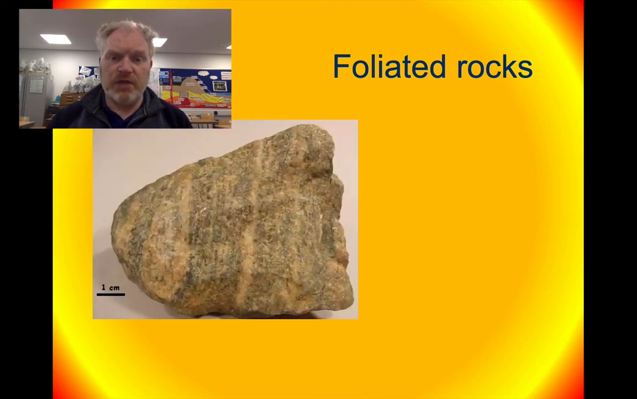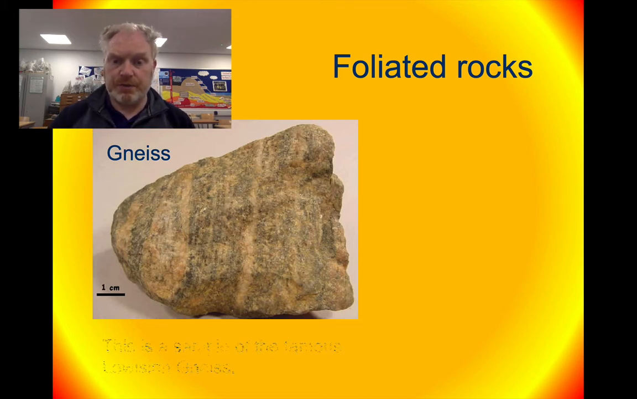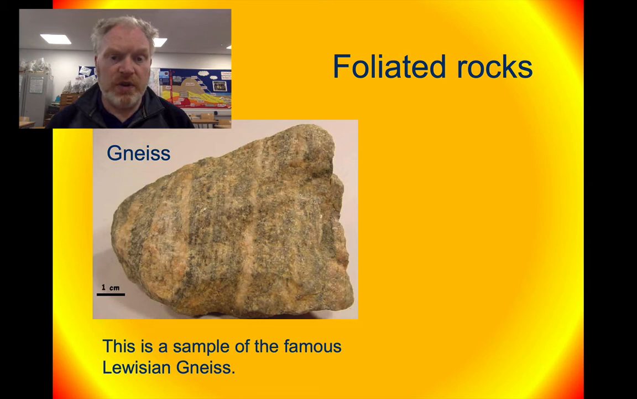Our final foliated rock is this. This is gneiss. Now, gneiss, you can see, has bands of different coloured minerals within it. This particular example is from the Isle of Lewis and is the oldest rock in Britain, about 3,000 million years old.